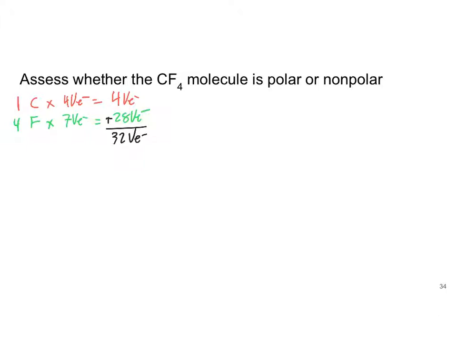So when I go to draw this structure, I'm going to take my carbon, put it in the middle. I'm going to take my fluorines and place them around the carbon. I'm going to bond them together. And then I'm going to go ahead, 2, 4, 6, 8, and fill in the rest of the electrons. So 2, 4, 6, 8, 10, 12, 14, 16, 18, 20, 22, 24, 26, 28, 30, 32. We're good. We've drawn the entire structure, so that's fantastic.